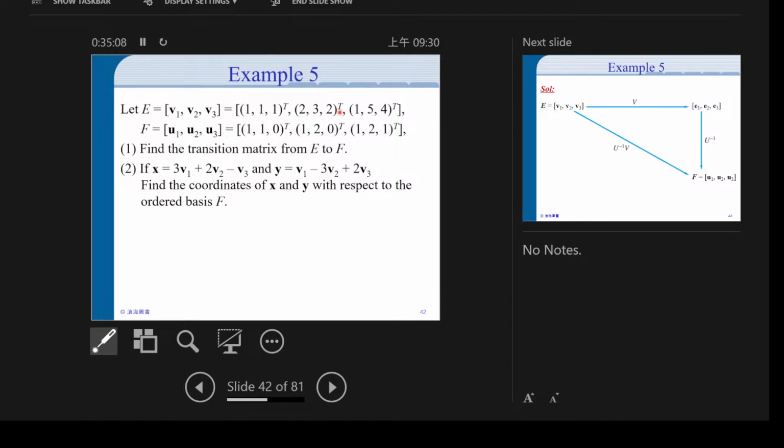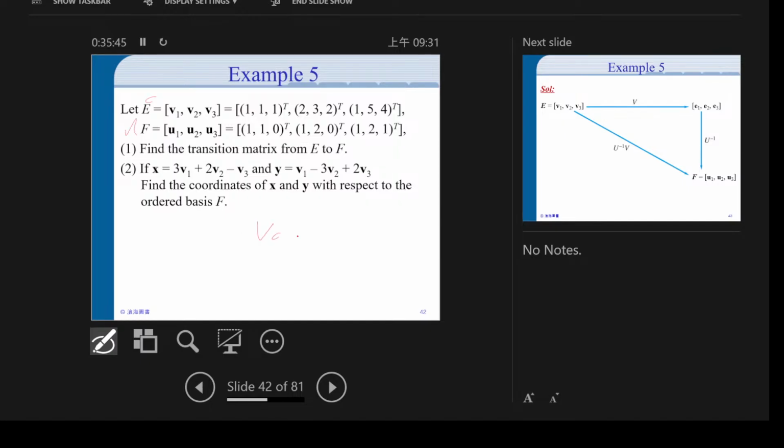Okay, so let's see an example in R3. We have the first basis with three basis vectors v1, v2, v3, and another basis with three basis vectors u1, u2, u3. And we want to find the transition matrix from basis E to basis F. Let's say we have a coordinate equal to C here and a coordinate equal to D here.